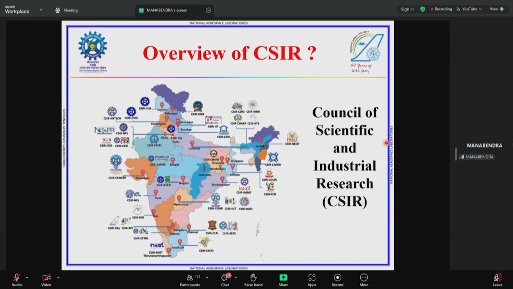Coming to the first point, the Council of Scientific and Industrial Research is a pan-India chain of research institutes which work on various disciplines of science. We have labs which work on chemical science, biological science, physical science, earth science. NAL specifically is into the engineering sciences. So you can see all across India, we have our presence.